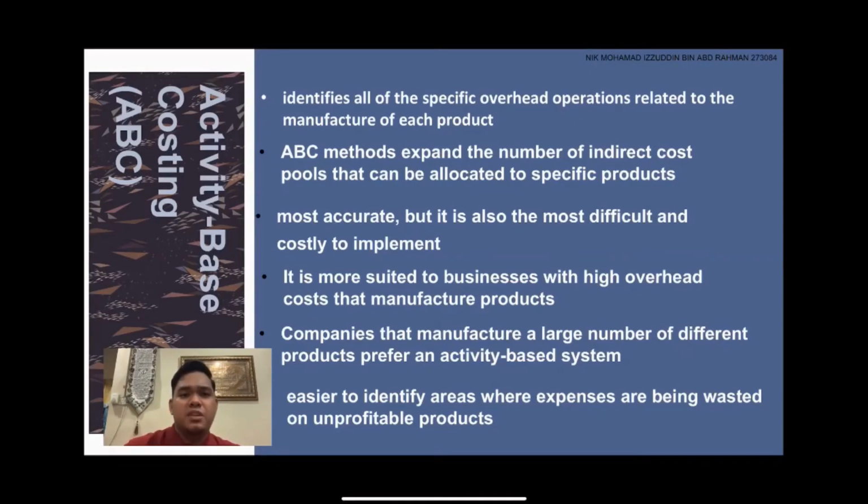Companies that manufacture a large number of different products prefer activity-based costing because it gives more accurate costs of each product. With activity-based allocation for overhead costs, it is easier to identify areas where expenses are being wasted on unprofitable products.